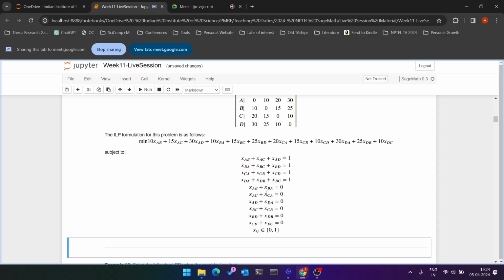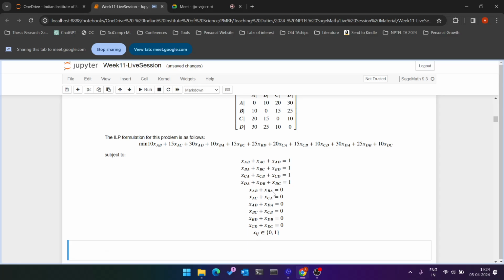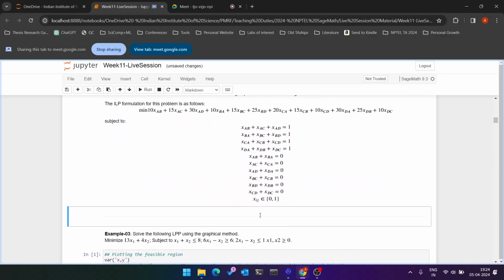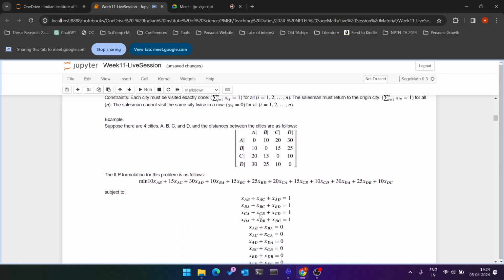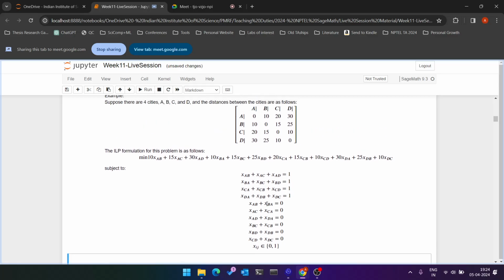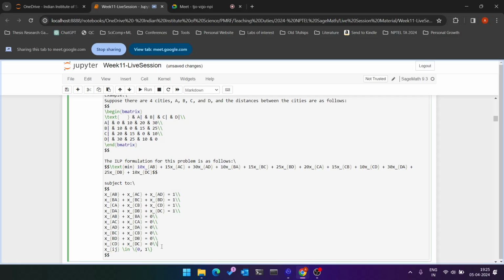I think I made a mistake here with this series of equations. I was trying to showcase no return to the same city in the route, but with this sort of equation, xab plus xba equal to 1, it might also remove the possibility of xab being non-zero, or rather xab equal to 1. So I think I made a mistake here with this series of equations.